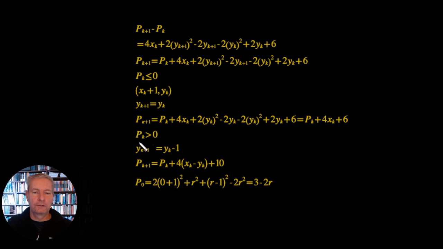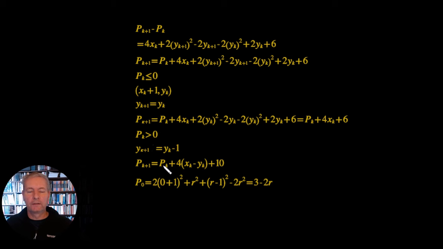Now the other option is if the value for p of k is greater than 0, so y of k plus 1 will go to y of k minus 1. So we choose the bottom value, or the south value. Again, we can put these values back into the equation above, and we end up with this equation here, which is p of k plus 4 x of k minus y of k plus 10. And again, this is the equation that we're interested in.